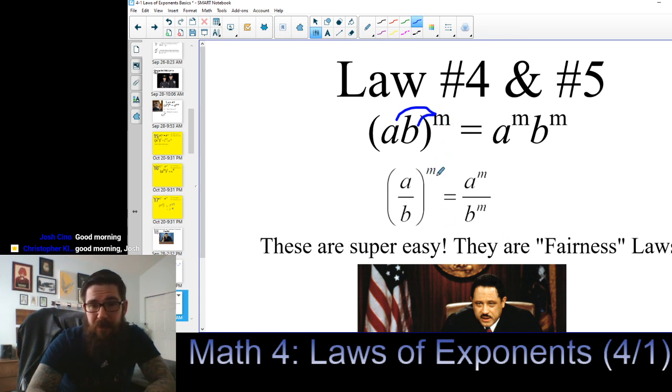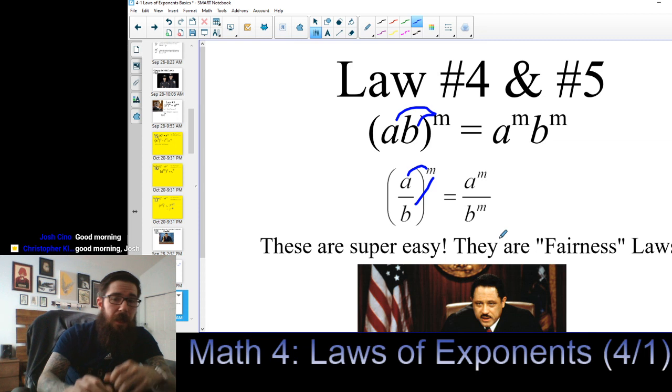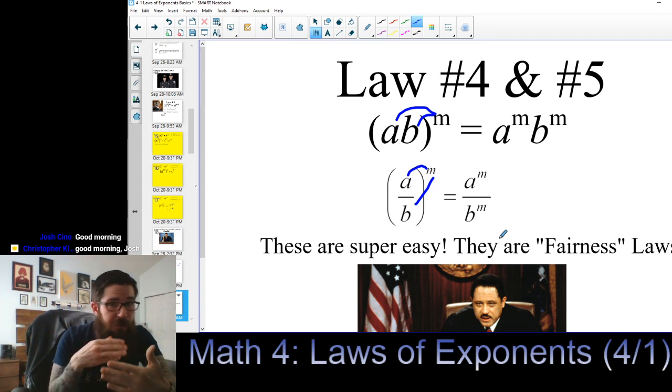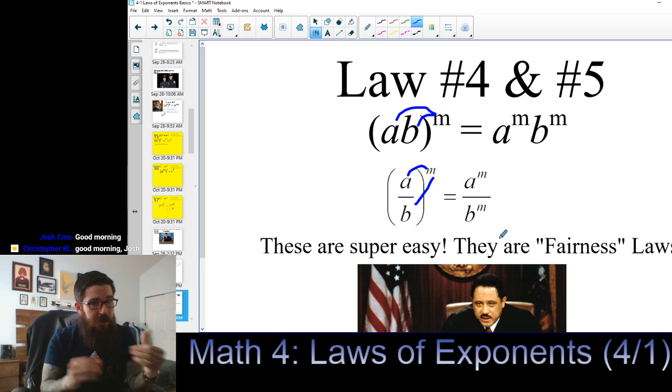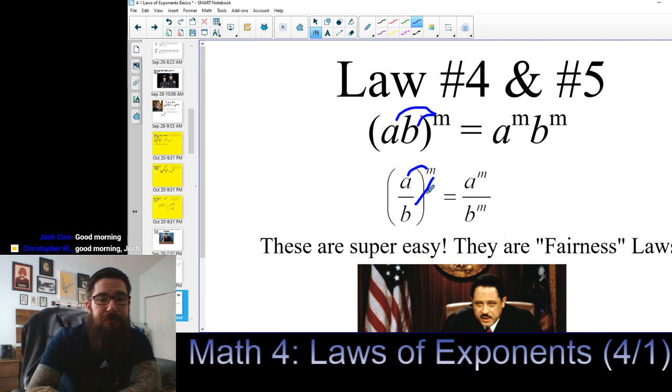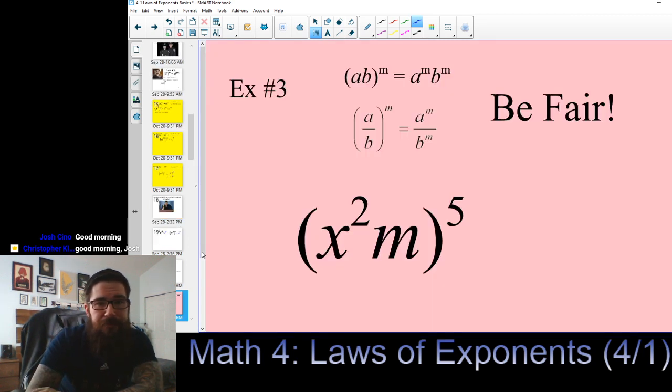What we mean by fairness laws is like, hey, we're going full Oprah. This A gets an M power. This B gets an M power. But this only works if there is no addition or subtraction. That's something I've been harping on all year. It's going to continue. Law 4 and 5 only work as long as there's multiplication or division of all the terms inside the parentheses. Let's try it.